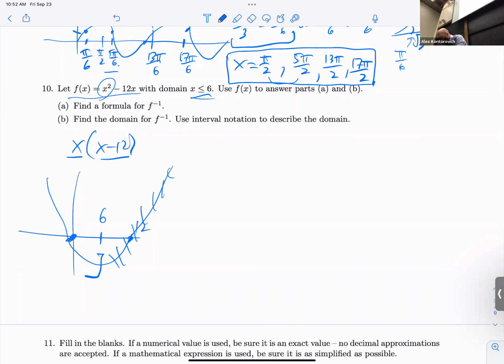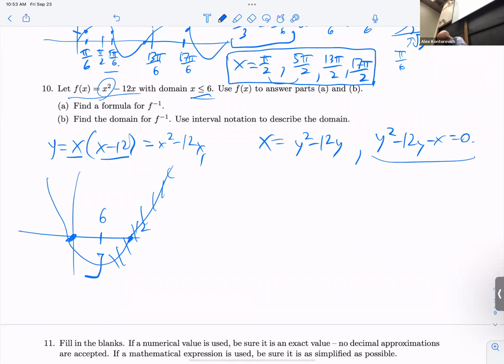Now, in general, this would be hard, but well, it wouldn't be that hard. So in other words, instead of saying y is equal to this thing, which is x squared minus 12x, let's change the roles of x and y. The inverse function is the function that replaces the roles of x and y. So I'll say x is equal to y squared minus 12y. And now I want to solve this for y. Right? So I'll write y squared minus 12y minus x is equal to 0. And then I can use the quadratic formula.